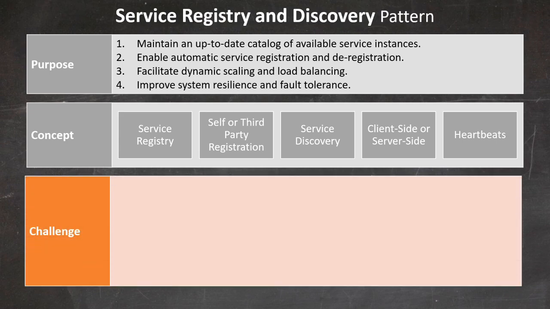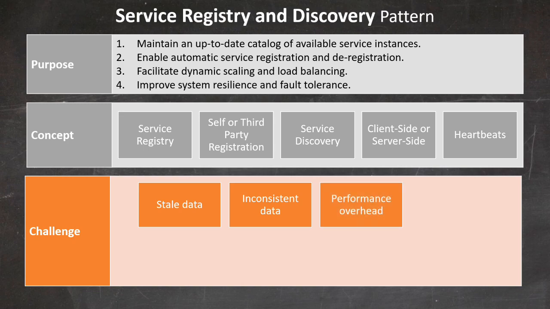Let's, however, talk briefly about the main challenges of this pattern. First, we must ensure the registry is always up to date, limiting temporary inconsistencies, so that we can avoid directing traffic to unavailable instances. Then, we need to consider possible performance overhead. Frequent registry queries can impact performance. Implement caching mechanisms to reduce this overhead. Of course, the registry itself can become a bottleneck and become a single point of failure. So, please implement high availability and fault tolerance for your registry.